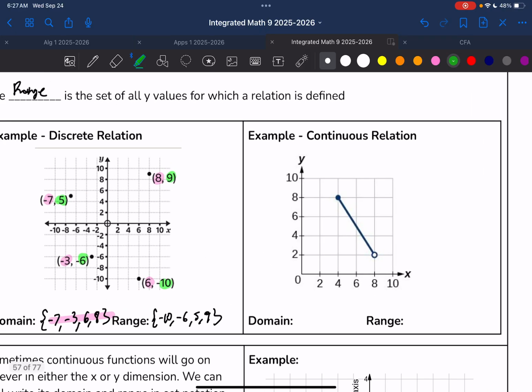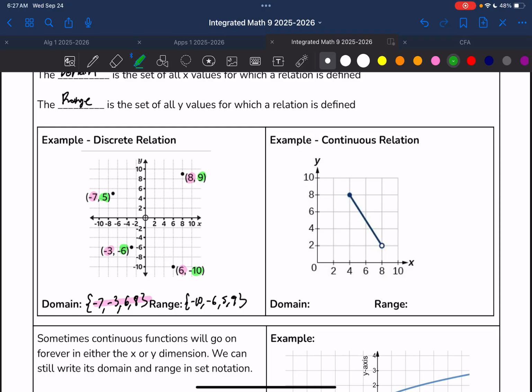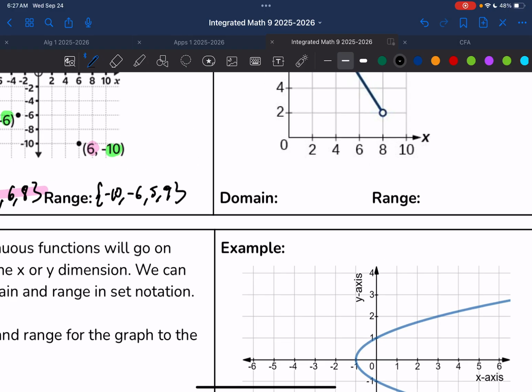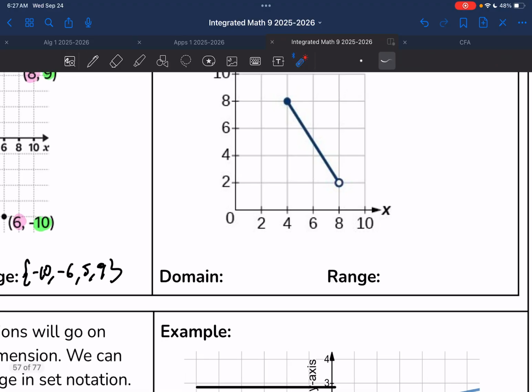All right, with continuous relations, we can't just list the numbers, because there's infinitely many of them, so we have to use something called inequalities. We have to create a range. For this one, we want all x's between 4 and 8. One way we could write that is all values x for which 4 is less than or equal to x is less than 8. So that's one way of saying from 4 to 8.